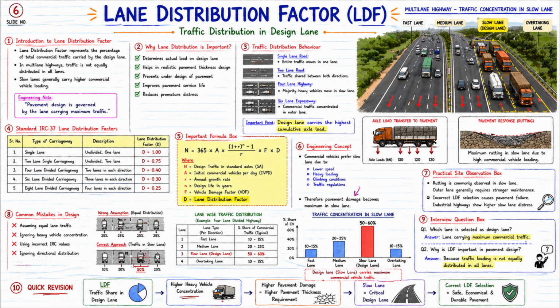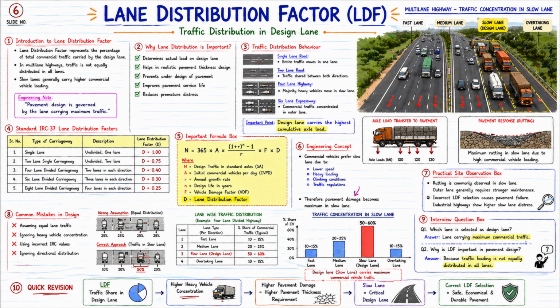Two-lane single carriageway: 0.75. Four-lane divided carriageway: 0.40. Six-lane divided carriageway: 0.30. Eight-lane divided carriageway: 0.25. Now understand the practical logic. As the lanes increase, traffic starts getting distributed into multiple lanes. Hence the design lane factor gets reduced.